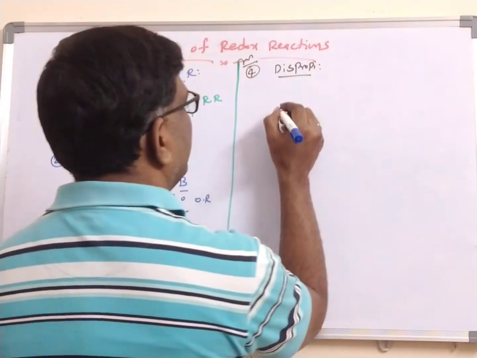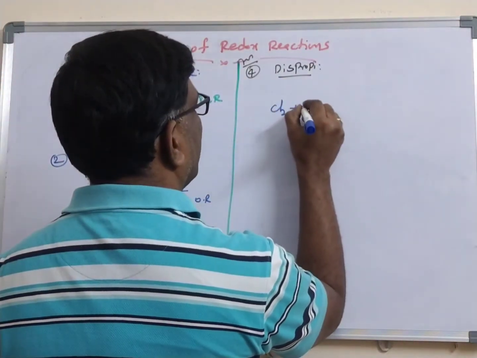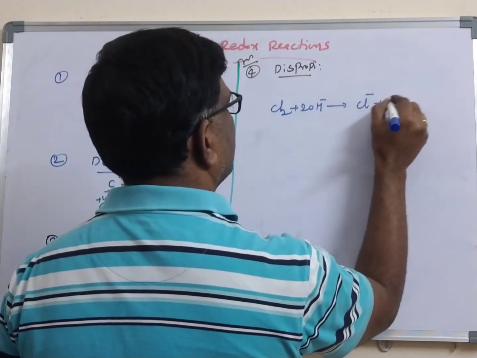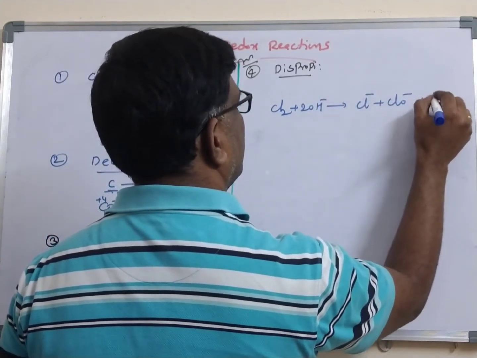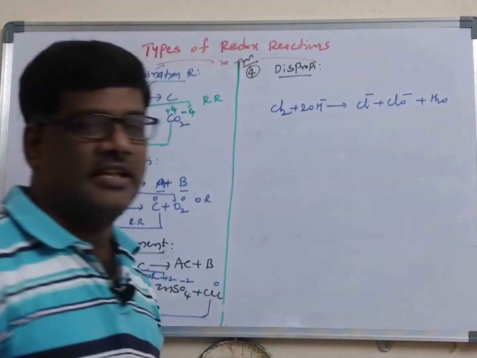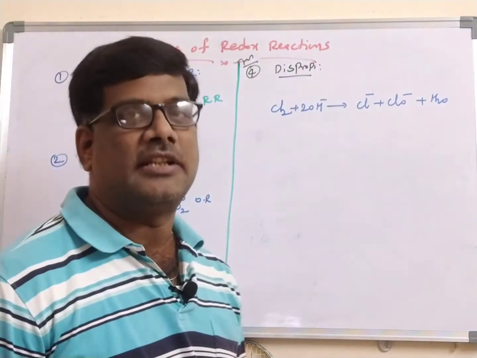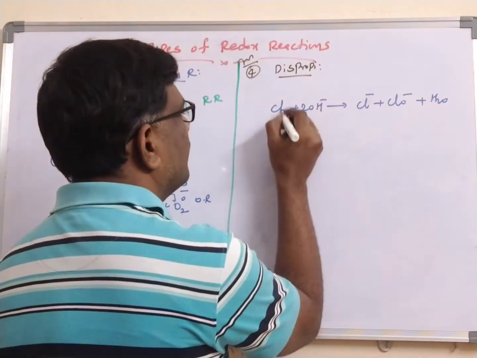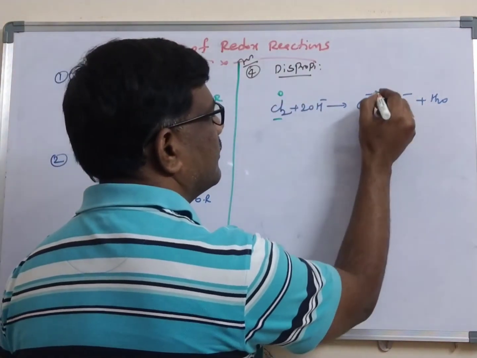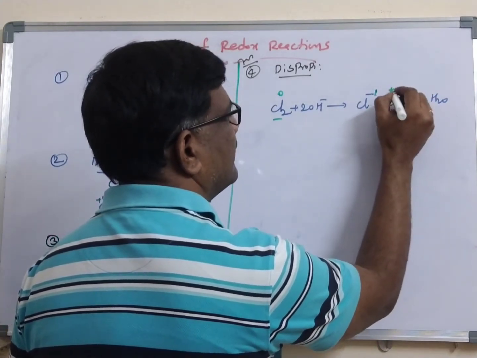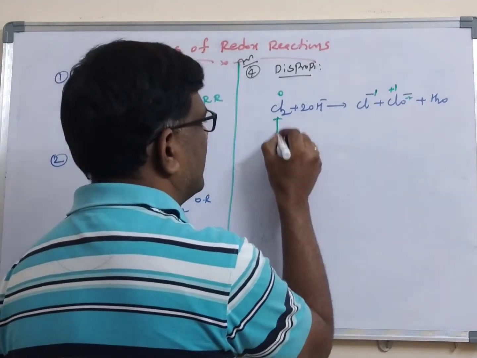For example, Cl2 reacts with 2OH minus and converts into Cl minus and ClO minus plus H2O. This is the reaction, and I will show you how the change takes place. Look here. The chlorine oxidation state is 0. Here chlorine is -1. Here oxygen is -2. To keep the overall charge -1, this chlorine must be +1.